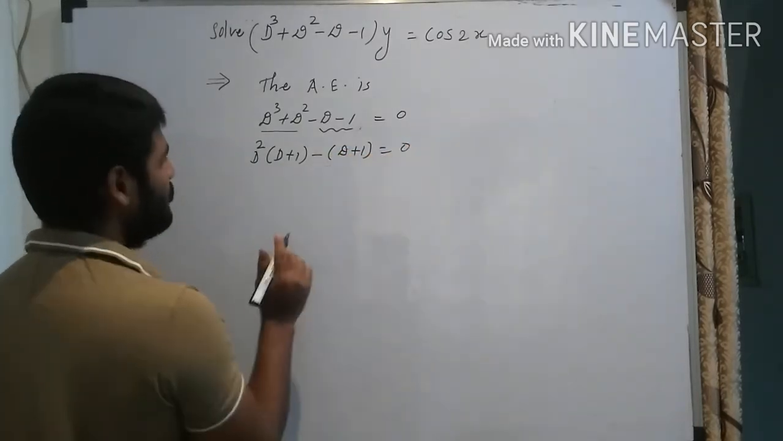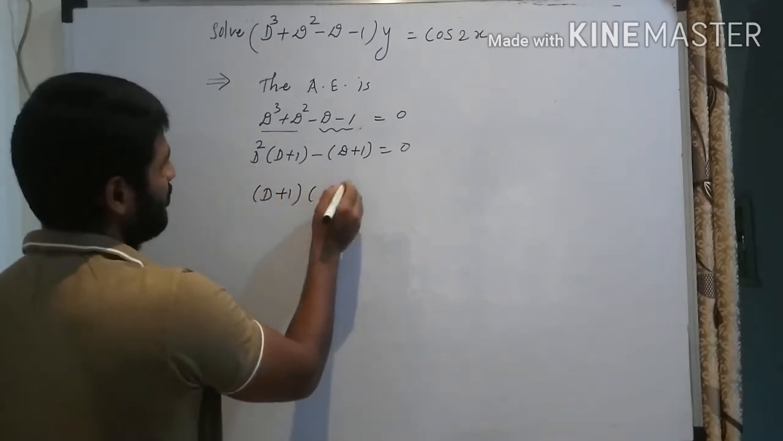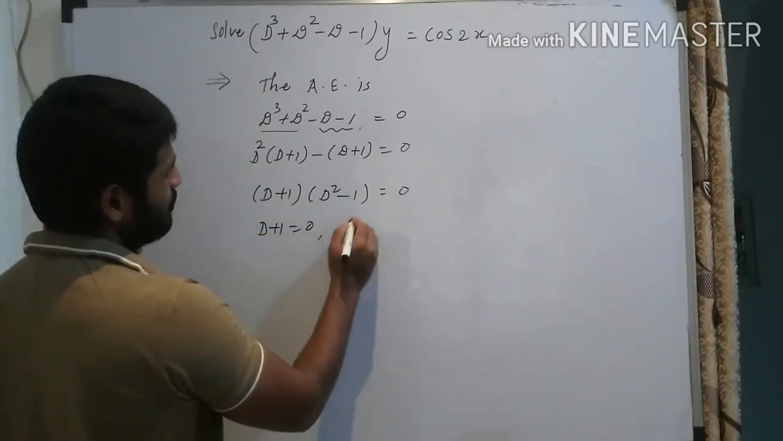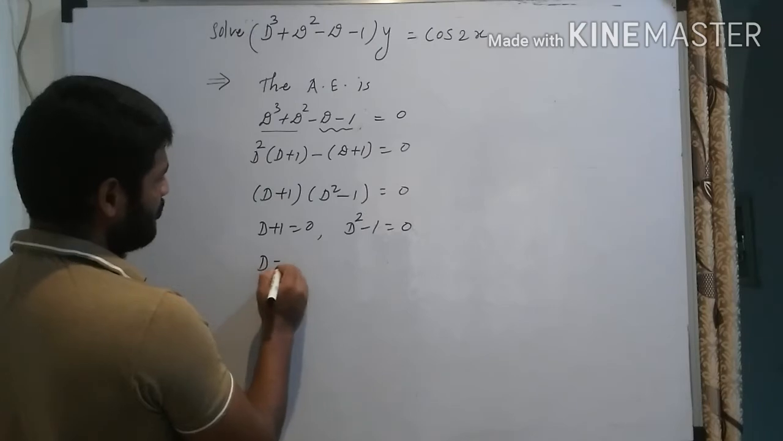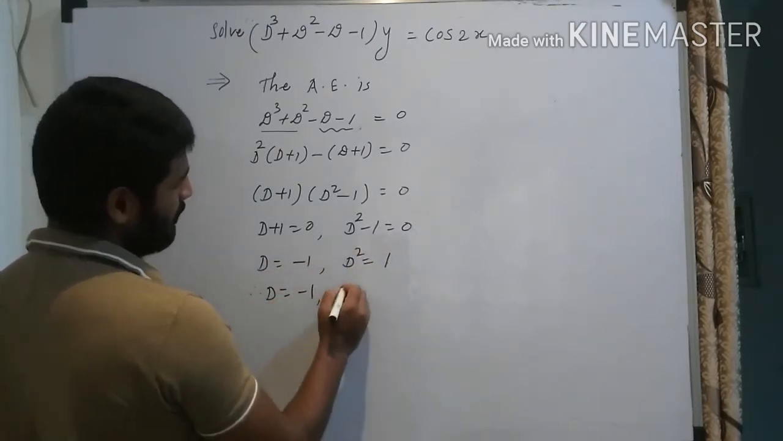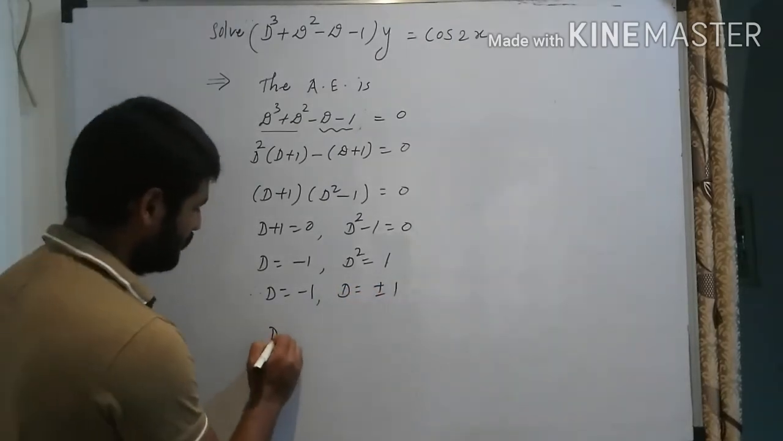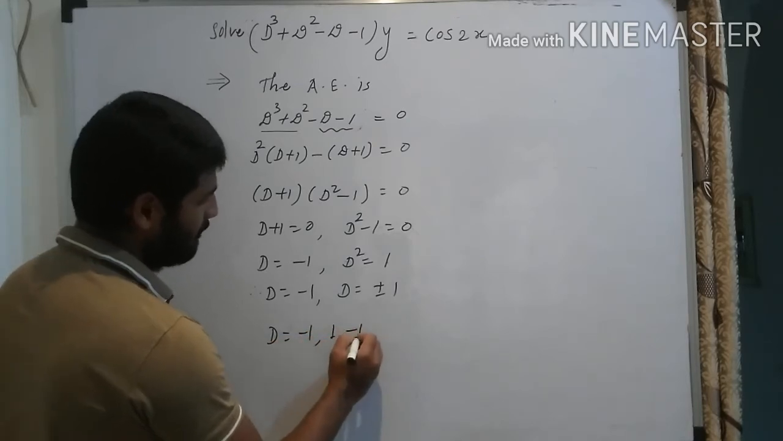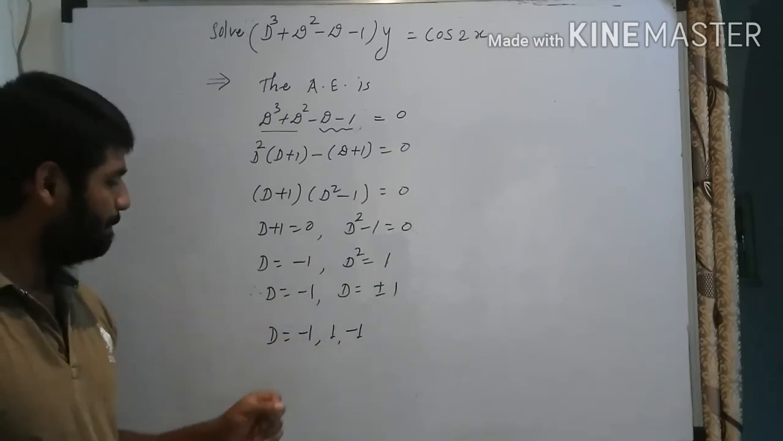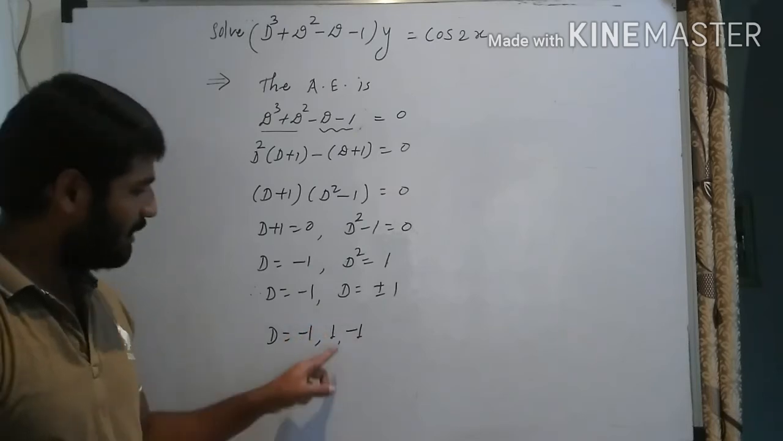Again d plus 1 is common. What remains here is d square, and here minus 1, that is equal to 0. So we get d plus 1 equal to 0 and d square minus 1 equal to 0. Therefore d is equal to minus 1, and d square is equal to plus 1, so d is equal to plus or minus 1. So in total there are 3 roots: minus 1, plus 1 and minus 1. See carefully: all are real roots, but minus 1 is repeated twice and plus 1 is distinct.